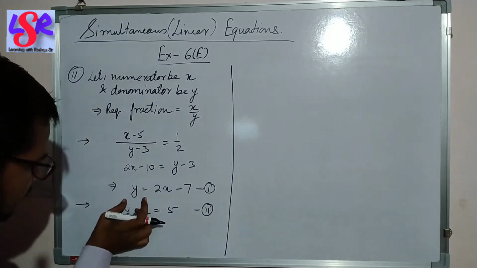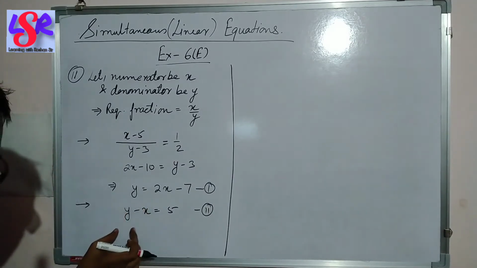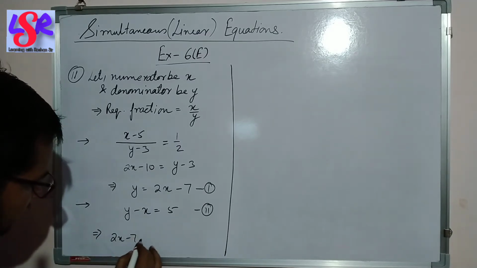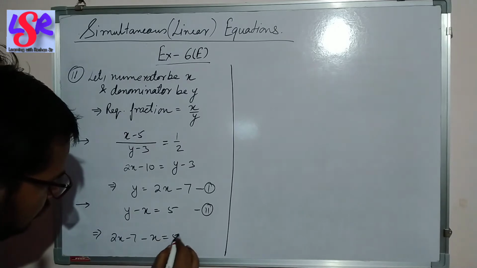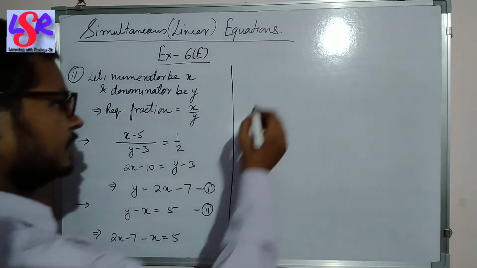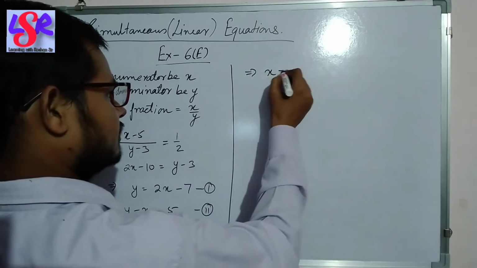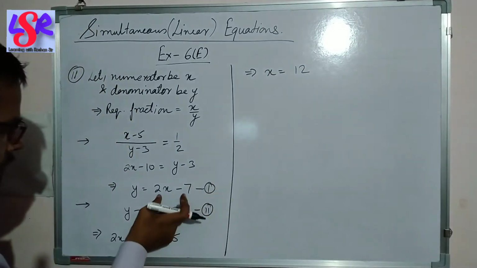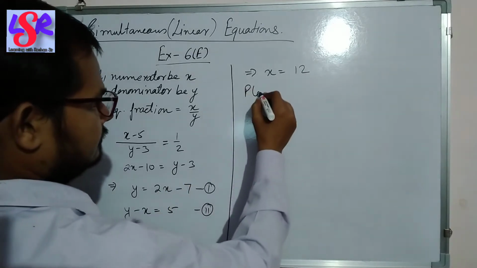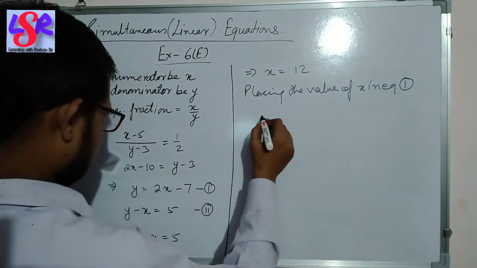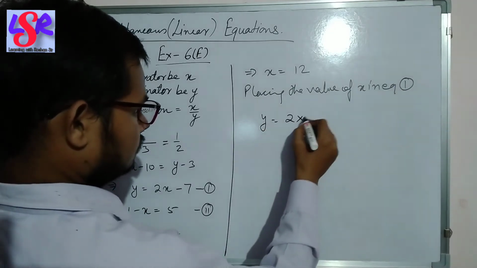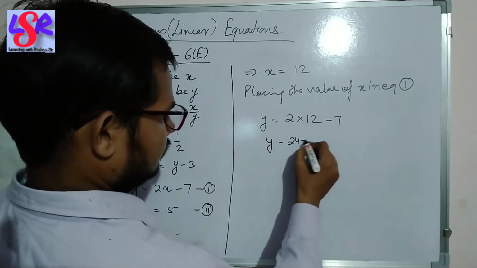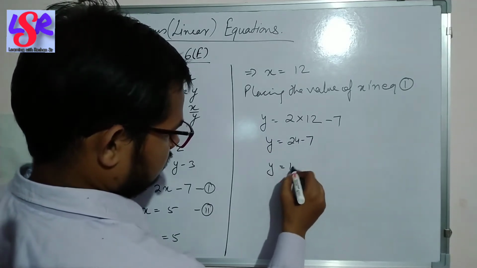Here we can place the value of y from the first equation into this, and this will become 2x minus 7 minus x equals 5. And on solving it, this will become x equals 12. Then place the value of x in equation number 1. So placing the value of x in equation number 1, we get y equals 2 into 12 minus 7, that is y equals 24 minus 7, that is y equals 70.